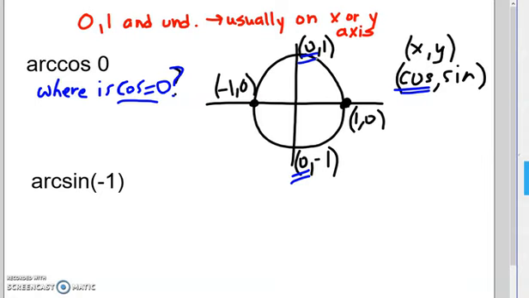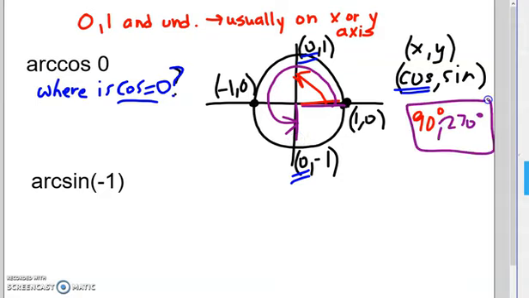So looking at this now, the only possibilities are you come from here and you go up to 90 degrees, and then you start here and you go all the way around to 270 degrees. So that's the answer for this.